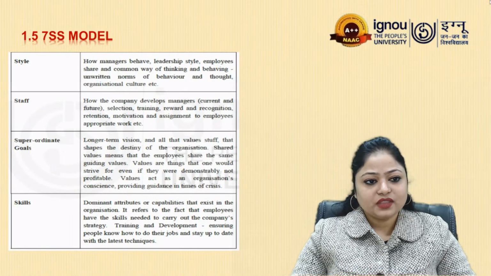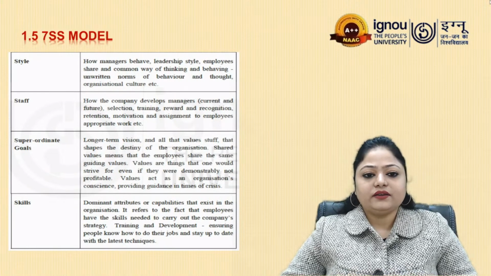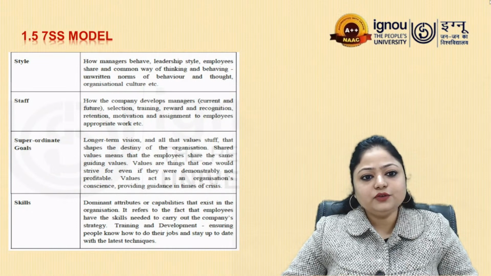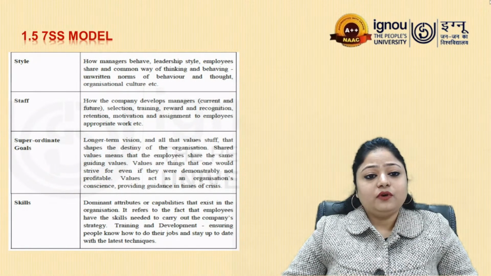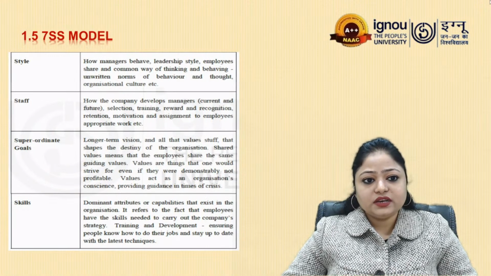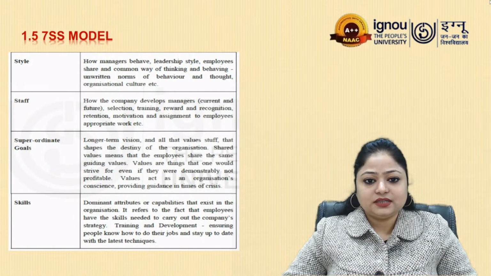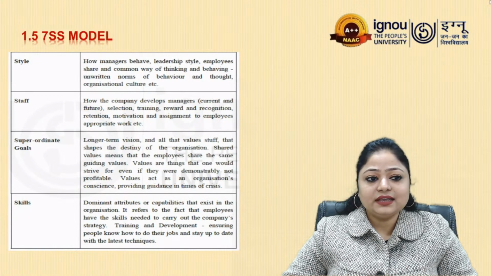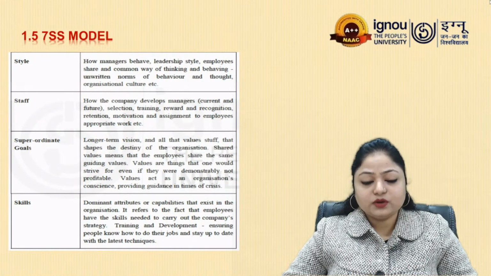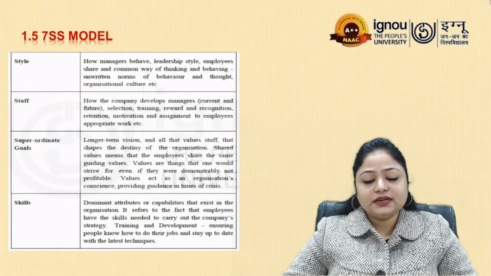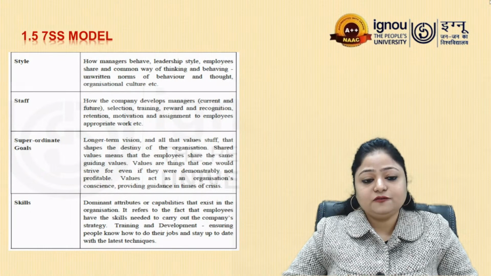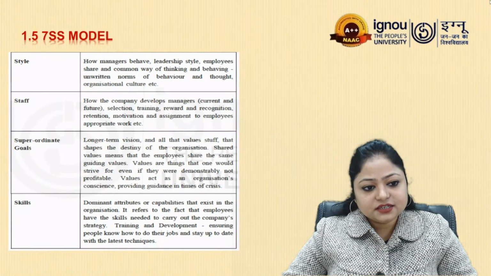Then staff: how the employees work within the organization, how the company develops its managers and future managers, and how it performs certain selection, training, reward and recognition, retention, motivation, and assignment of employees, appropriately assigning them the appropriate work, etc. So, staffing is another important S within the 7S model, and it depicts how the functions or jobs are divided and how these jobs are performed by the employees who have been hired, that is, the recruitment and selection function.